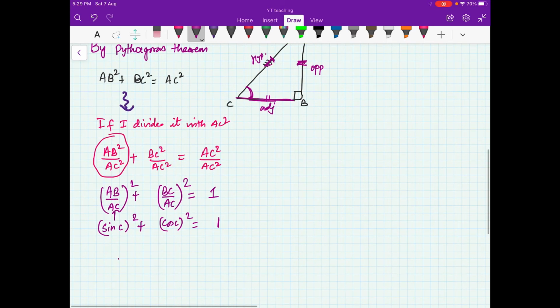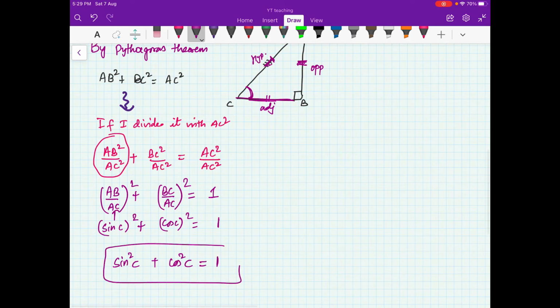Right? So you get sine square C, we write it like this, plus cos square C is equal to 1. So this is one of the trigonometric identities. And you see here, there is no restriction on C. C can be any acute angle, where C is any angle between 0 and 90 degrees, right? But it is true for all the angles also, right? Right now we have just proved it for between 0 and 90 degrees.